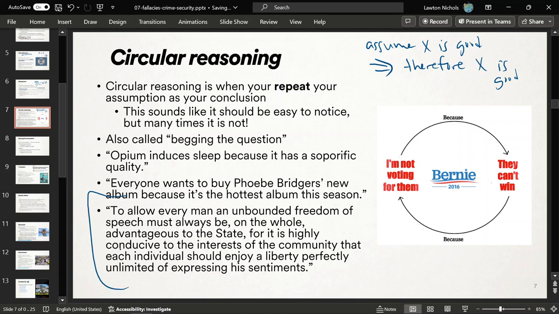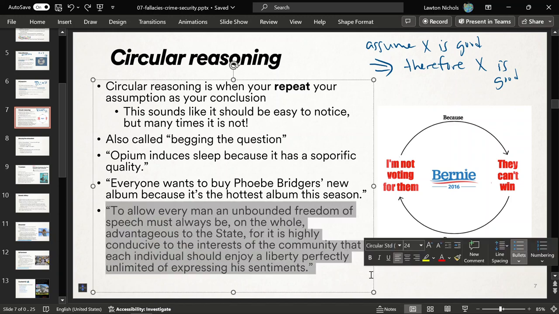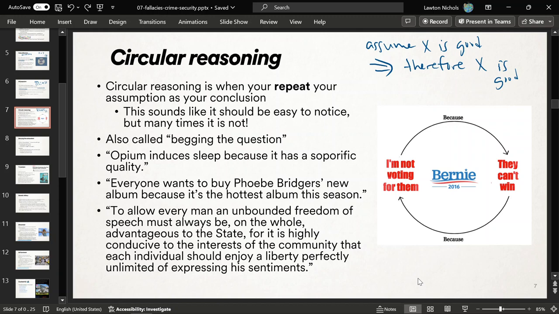Here's a fun one that I stole from the internet, a longer one. To allow every man an unbounded freedom of speech must always be, on the whole, advantageous to the state, for it is highly conducive to the interests of the community that each individual should enjoy a liberty perfectly unlimited of expressing his sentiments. It's a very long, flowery phrase trying to argue for freedom of speech, right? But this is a circularly reasoned statement, so let's try and pick it apart.